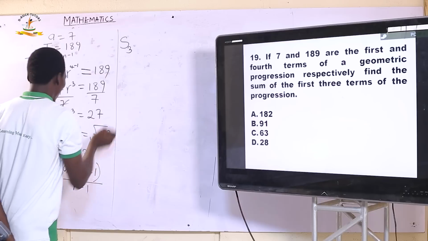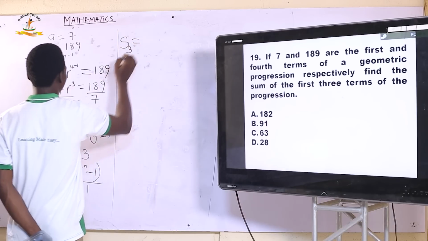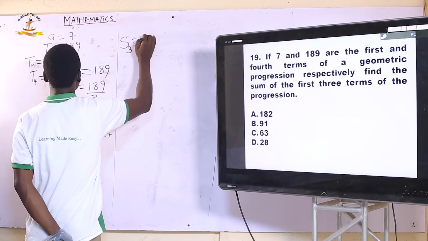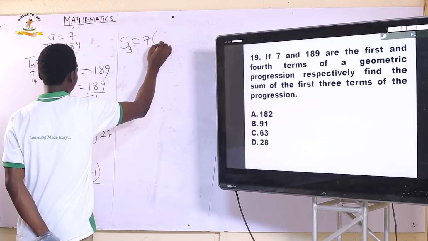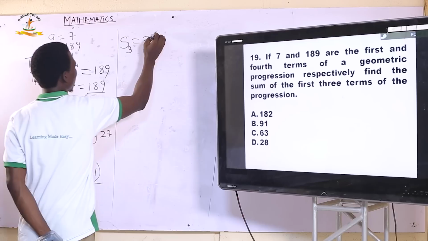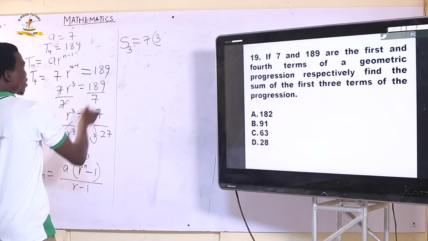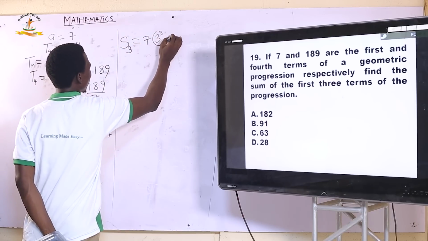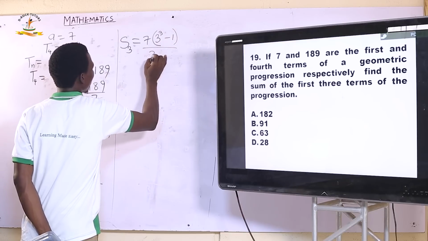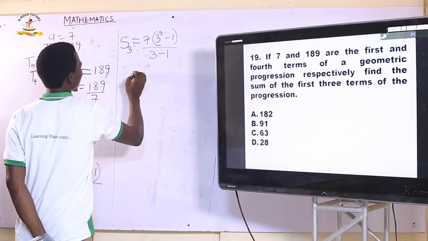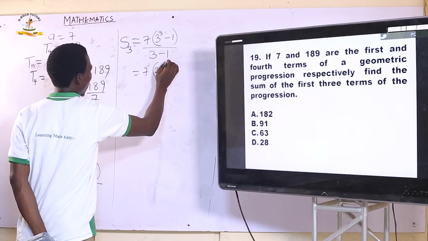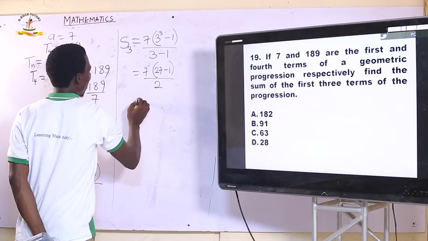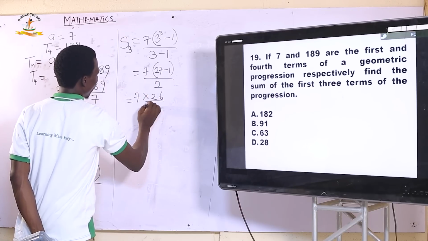So I write S3 equals, what is my A? A is 7, 7 into bracket. What is my R? R is 3, raised to power how many times? 3 times: minus 1 all over 3 minus 1. And this is going to be 7 into 27 minus 1 all over 2. And this is 7 times 26 all over 2.